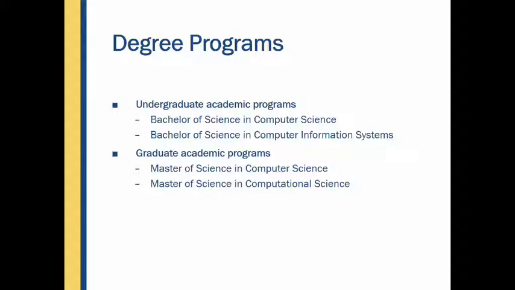We have a bachelor's program in computer science, which is fully accredited by ABET, and a bachelor's in computer information systems, CIS. And then we have two master's programs, one in computer science and the other in computational science. A lot of master's students have different backgrounds, not in computer science. Some people from biology and agriculture come in, take a couple of prerequisite courses, and continue on to the main courses. Generally, they complete their degrees in 1.5 years, and some in 2 years.